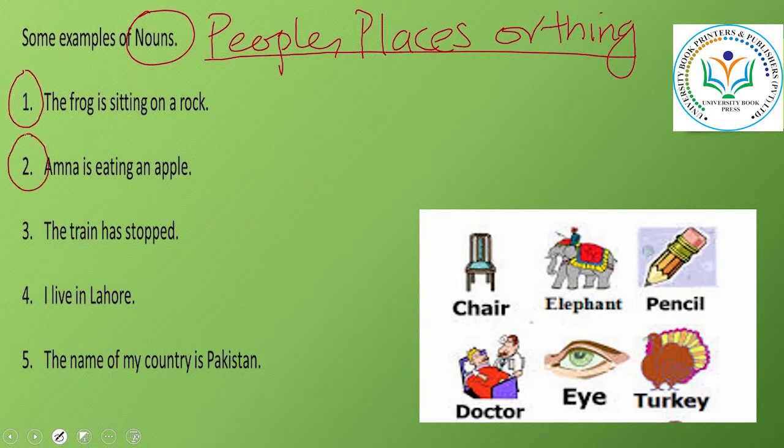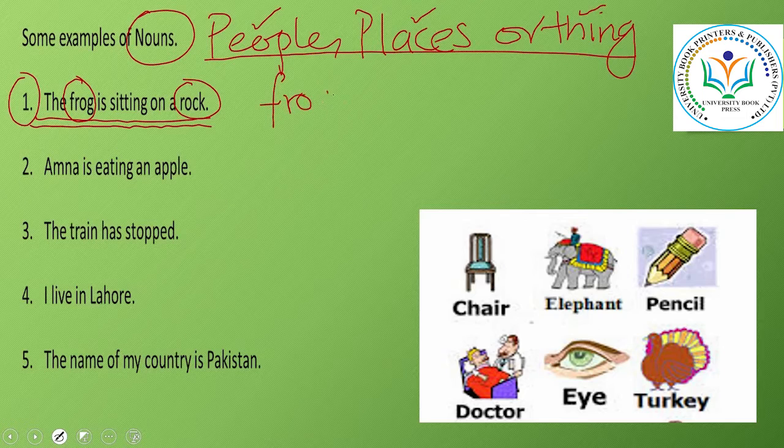So there are some examples on the screen for you. I'm going to read them one by one. And then I will circle the nouns in the sentences. Sentence number one. The frog is sitting on a rock. You don't need to read out very fast. Read slowly and have your focus on the sentence you're reading. So we are looking for either people, places, or something which is mentioned in the sentence. And I can see the word frog and the word rock in the sentence. So there are two nouns in the sentence. Frog, rock.